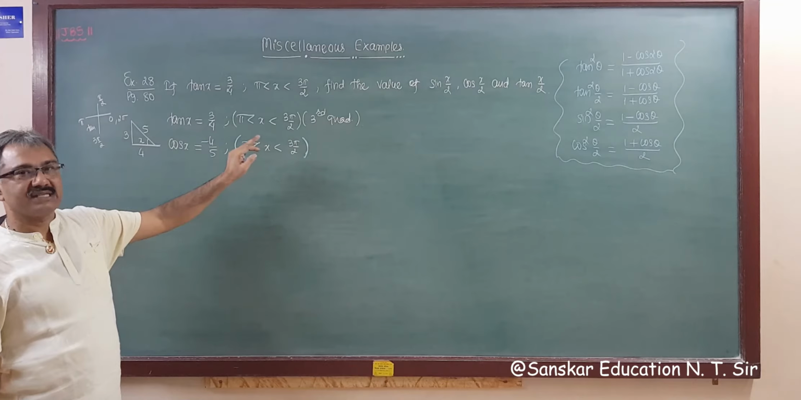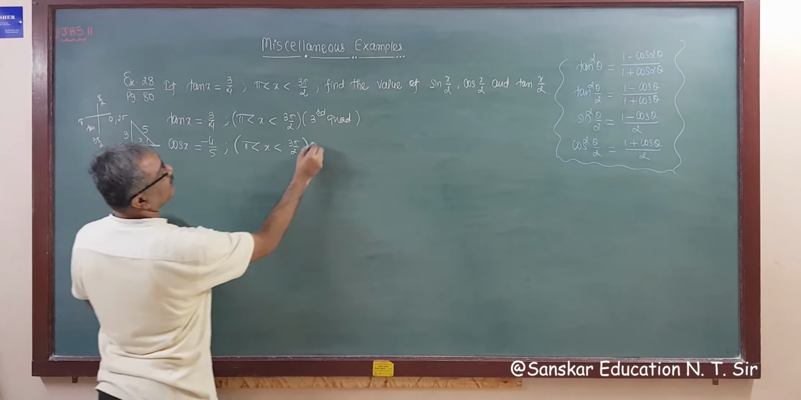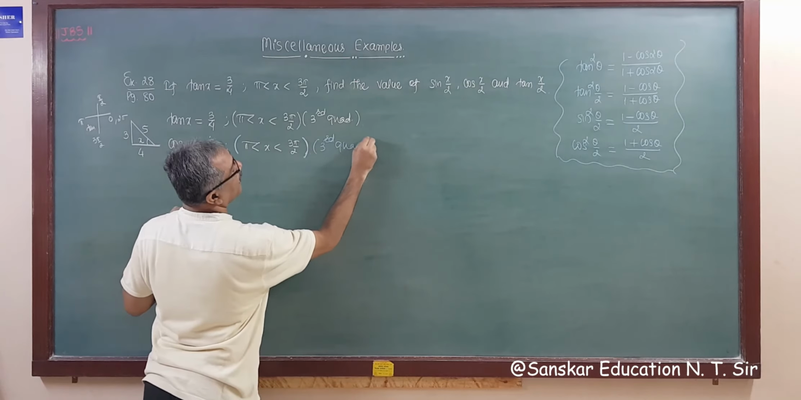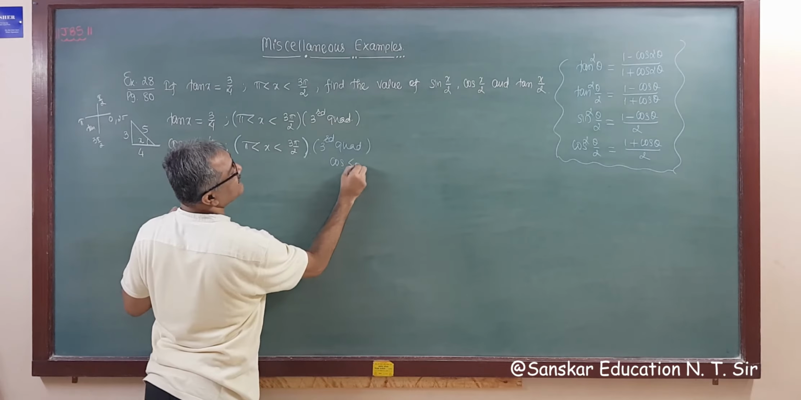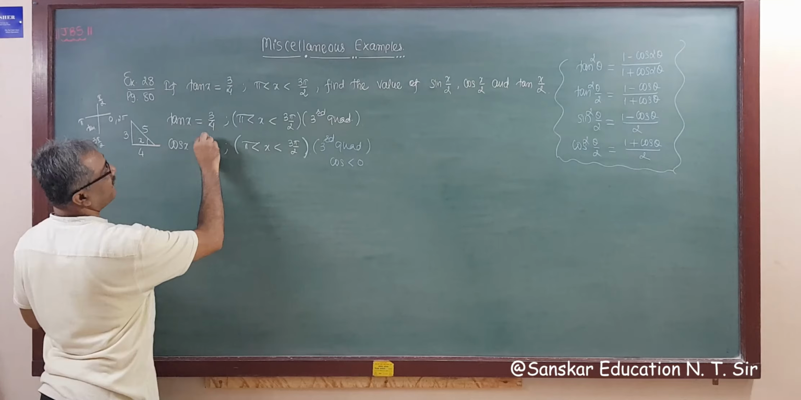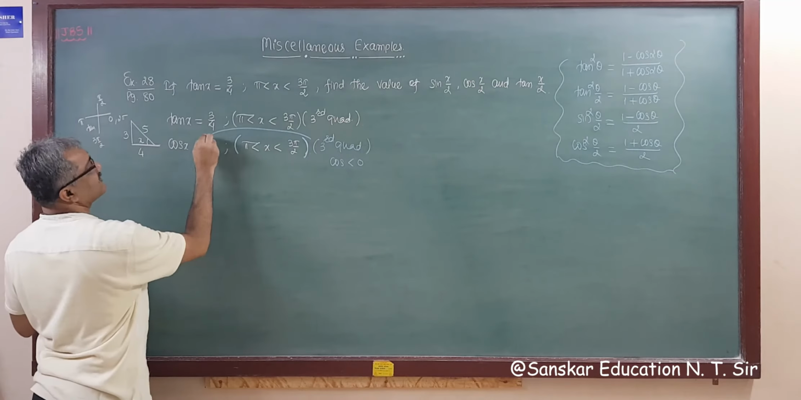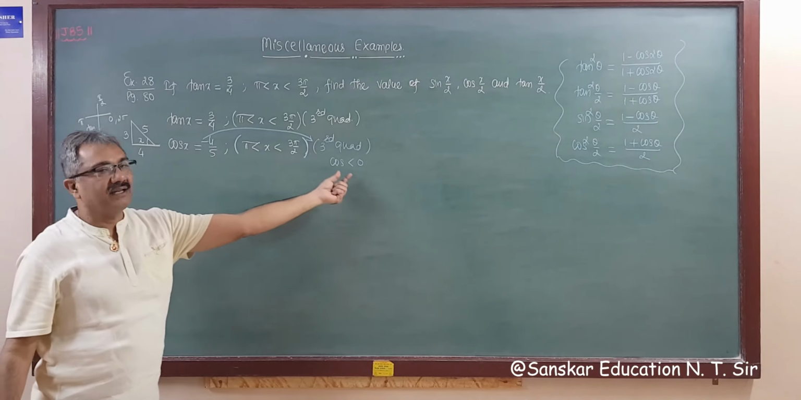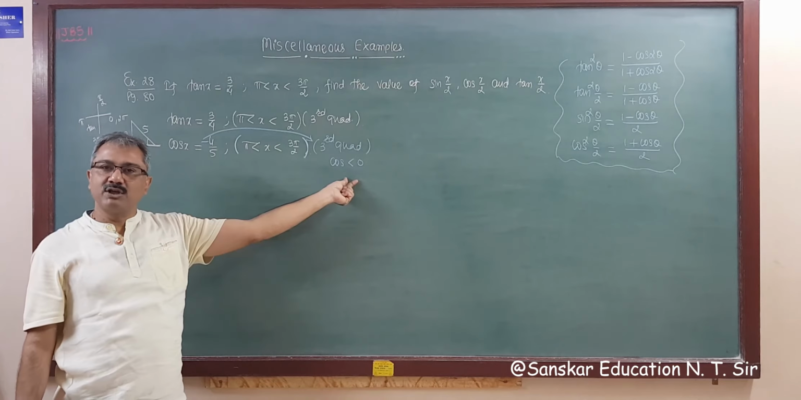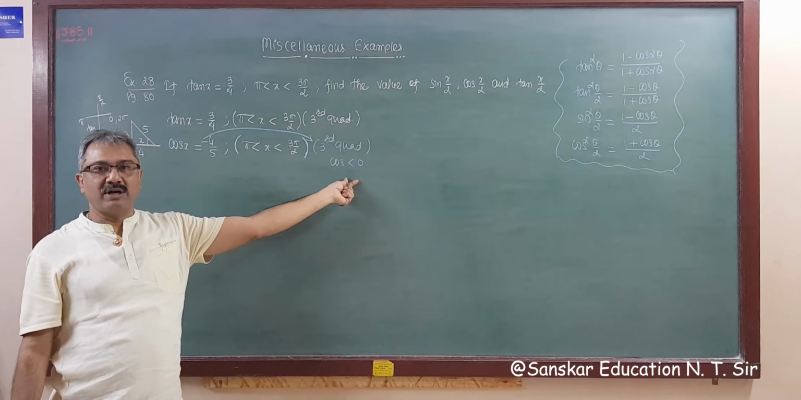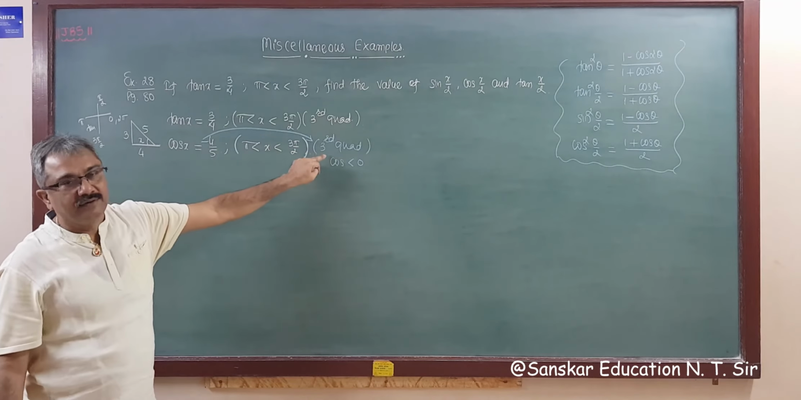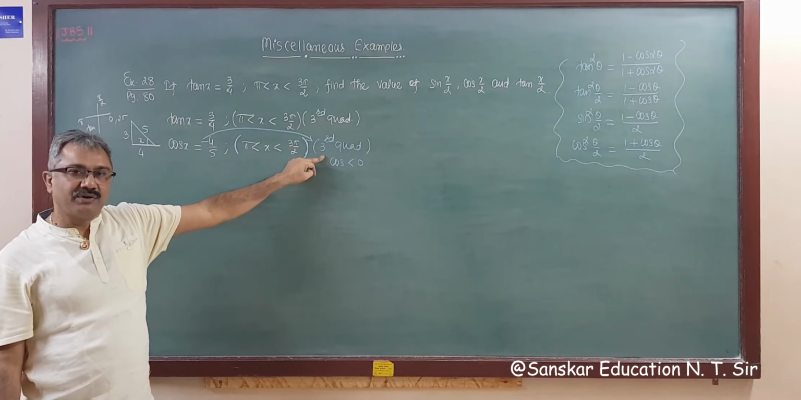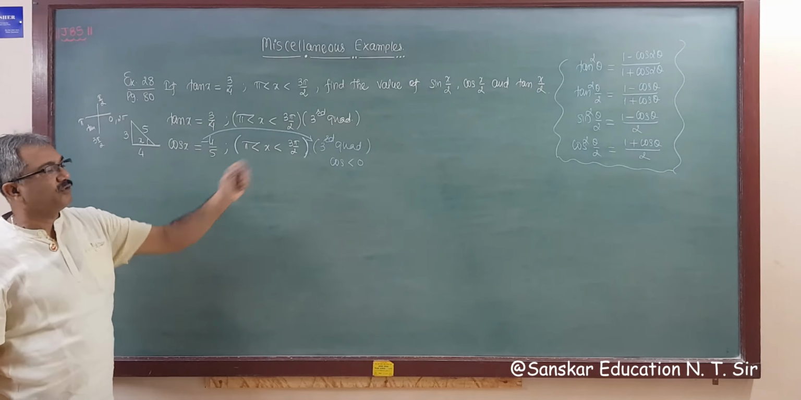Third quadrant cos is negative. This is third quadrant, right? Cos less than 0. So that's why we are taking this sign, right? This is the reason. Third quadrant cos is negative, cos is less than 0, right? So I am explaining with the figure. Okay? So now you understand. So cos x is minus 4 by 5.